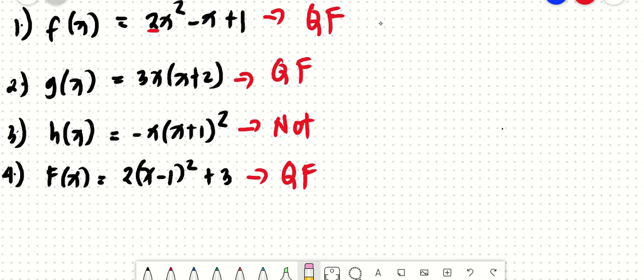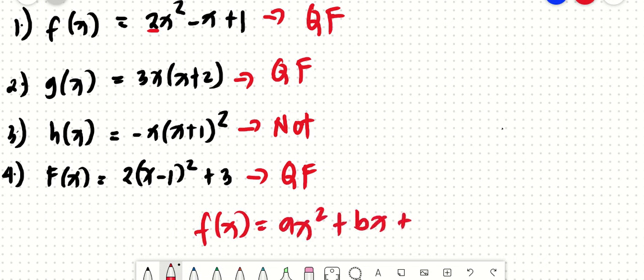Again, standard form, ax squared. Again, f of x equals ax squared plus bx plus c. Okay, standard form po ito. Kung tatanda, huwag nyo kakalimutan, standard form: f of x equals ax squared plus bx plus c. Now, proceed tayo sa vertex form.